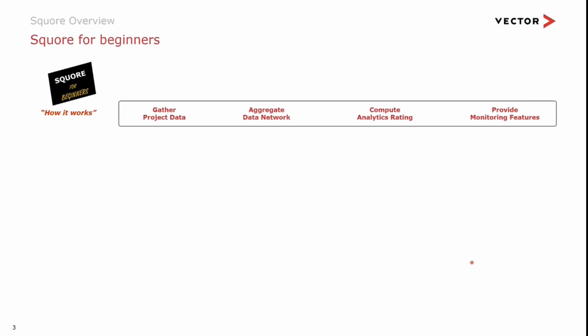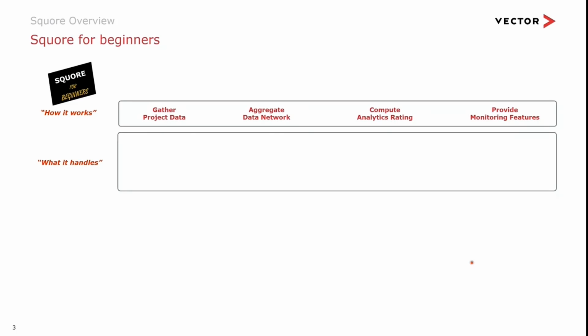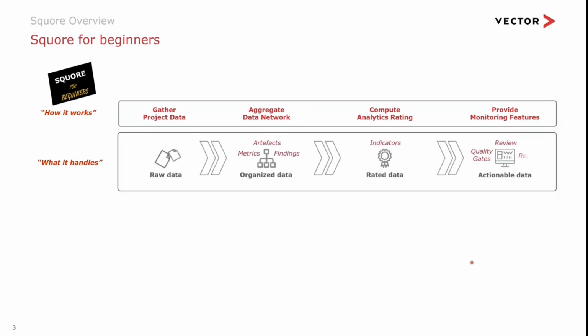etc. So if we take a look at the data side of Squore, the data starts as raw data, meaning that it's coming from third-party tools outside Squore. So these tools have different file formats, the data origins. All of this is the first phase for us, and the data becomes organized in Squore when we aggregate it in the data network. And it is really important. We introduce some concepts here.